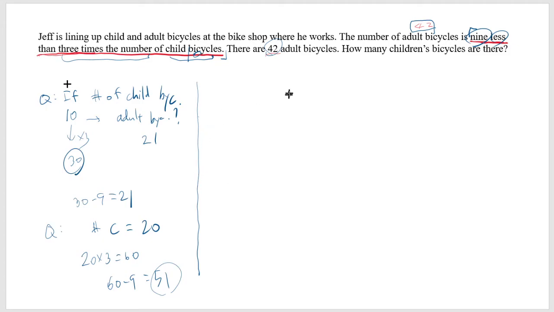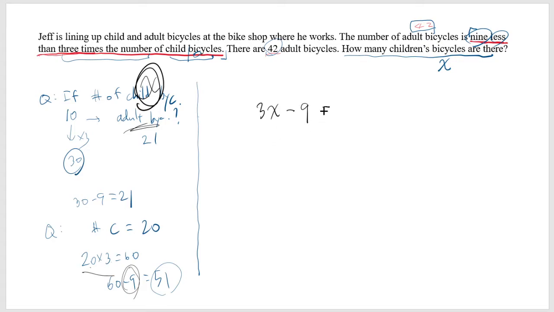All right, so hopefully now you have a better understanding of "9 less than 3 times the number of child bicycles." Because it's asking for how many children's bicycles, we can put this as x. Once you have that as x, we can write an equation, because if the number of child bicycles was x, how did we arrive at the adult bicycles? We first multiplied by 3, right? We multiplied by 3 to get some number. And then we subtracted 9, and whatever this was, that's the adult bicycles, right?